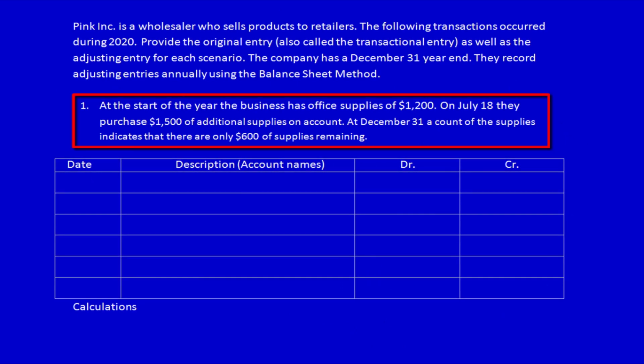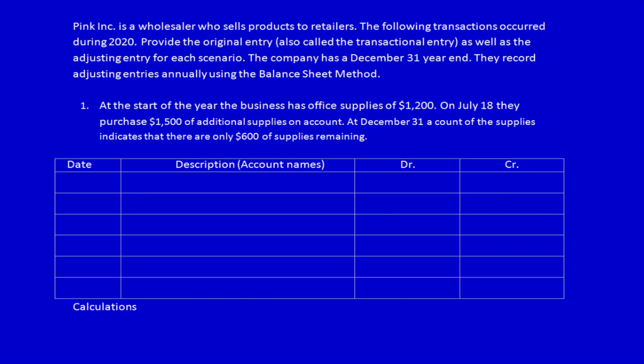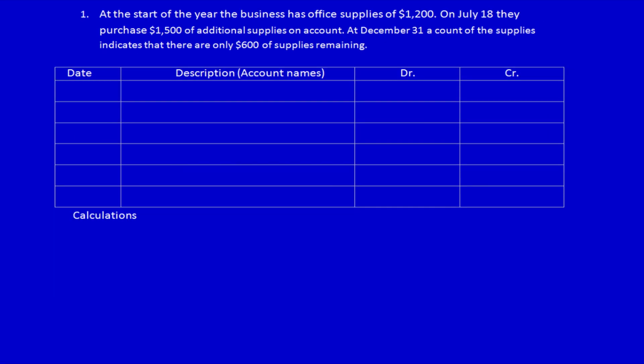At the start of the year, the business has office supplies of $1,200. On July 18th, they purchased $1,500 of additional supplies on account. At December 31st, a count of the supplies indicates that there are only $600 of supplies remaining. So I'm going to move down so that I can start working on this to do my calculations. I prefer to work in T accounts, so that's what I'm going to do.